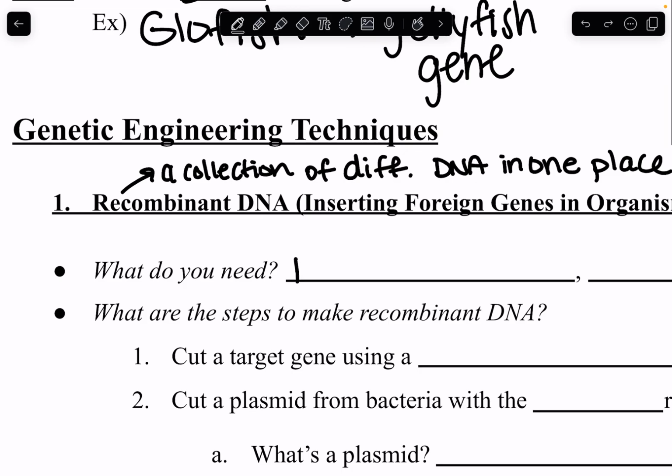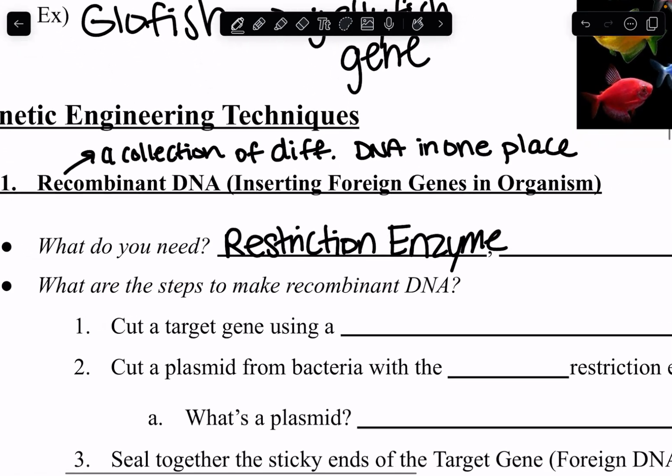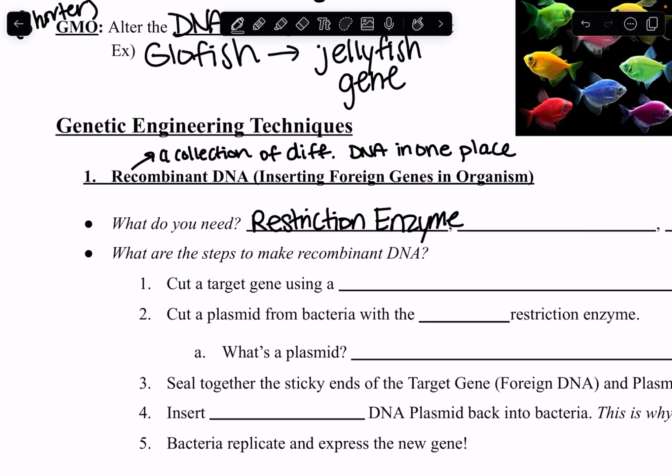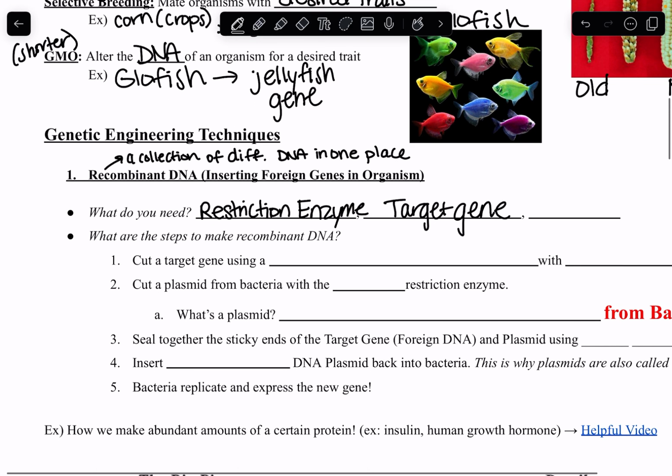First you need restriction enzymes. If you need more help on what those are, you should go back to our DNA scissors lab. That is going to be helpful to figure out what those restriction enzymes are and where they come from. They're essentially our DNA scissors. Our target gene, we need a gene to target. You can't just cut up all the genes, right? So you need to have a target gene that you want to insert this foreign gene into.